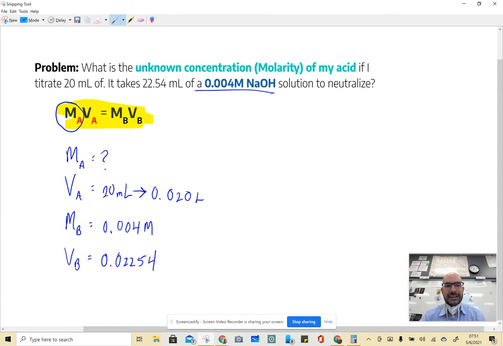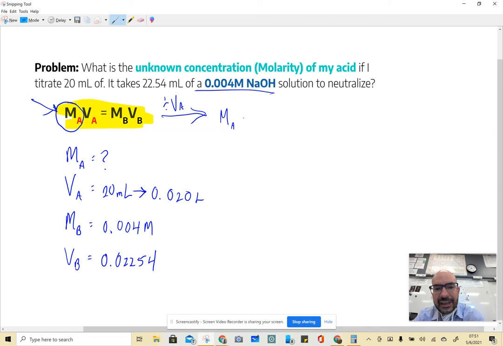And now what I like to do, instead of plugging it in and then rearranging, I like solving for my unknown variable first, isolating it, and then plugging in my values. So let's isolate Ma on one side. We're going to do this by dividing both sides by V sub A. So that'll give us the molarity of the acid is equal to the product of the molarity of the base and the volume of the base divided by the volume of the acid.